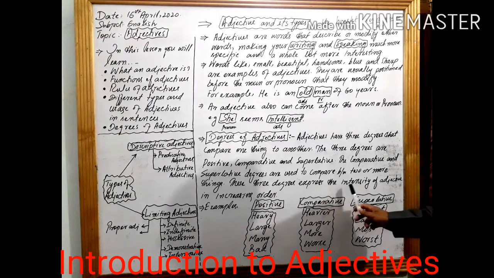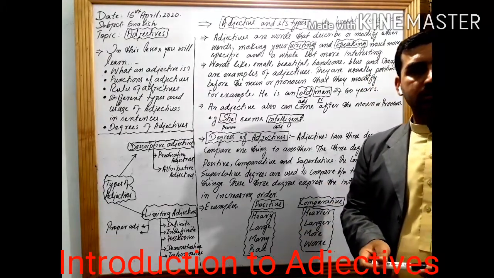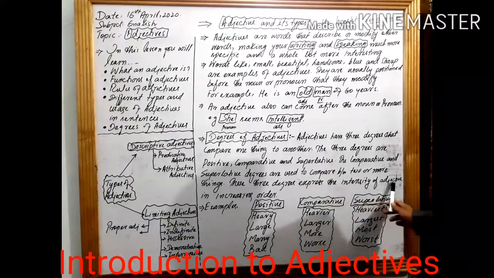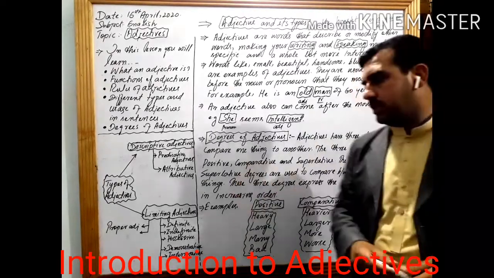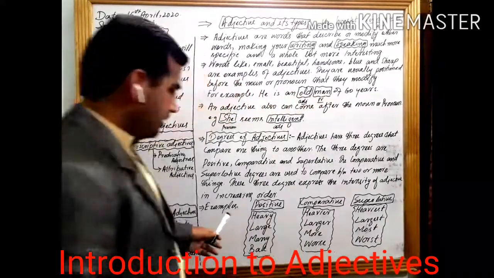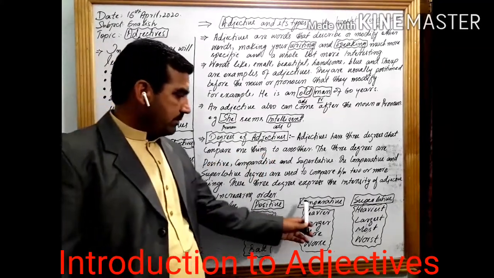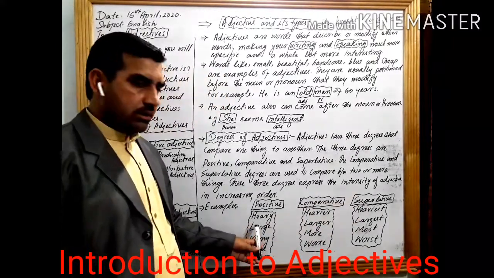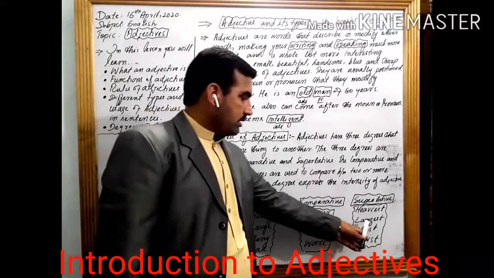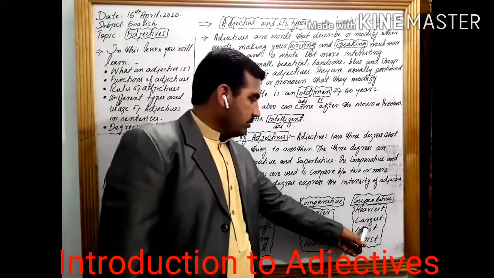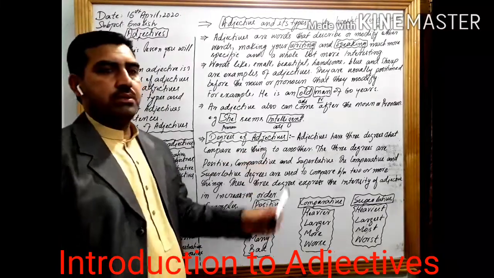These three degrees express the intensity of an adjective in increasing order, from positive to comparative and from comparative to superlative degree. Some examples of degrees of adjectives, positive, comparative, superlative: heavy, heavier, heaviest; large, larger, largest; many, more, most; bad, worse, worst. These are some of the examples of degrees of adjectives.